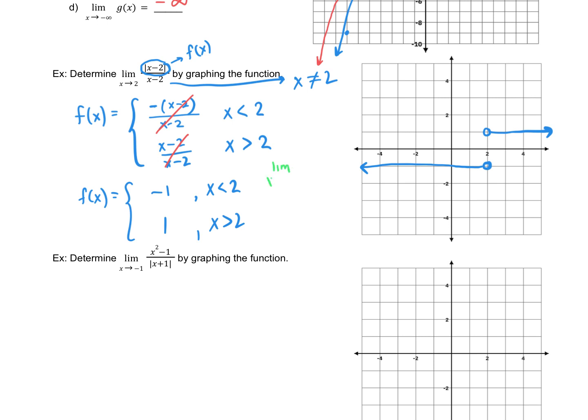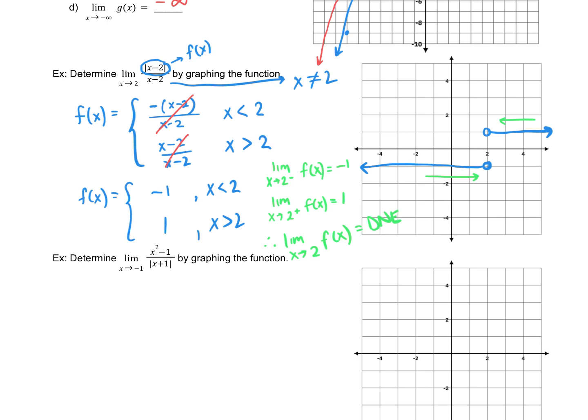The limit as x approaches 2 from the left of f(x), well, that's equal to -1. The limit as x approaches 2 from the right of f(x), well, that's +1. That's a contradiction. So therefore, the limit as x approaches 2 of f(x) does not exist. And there we are.